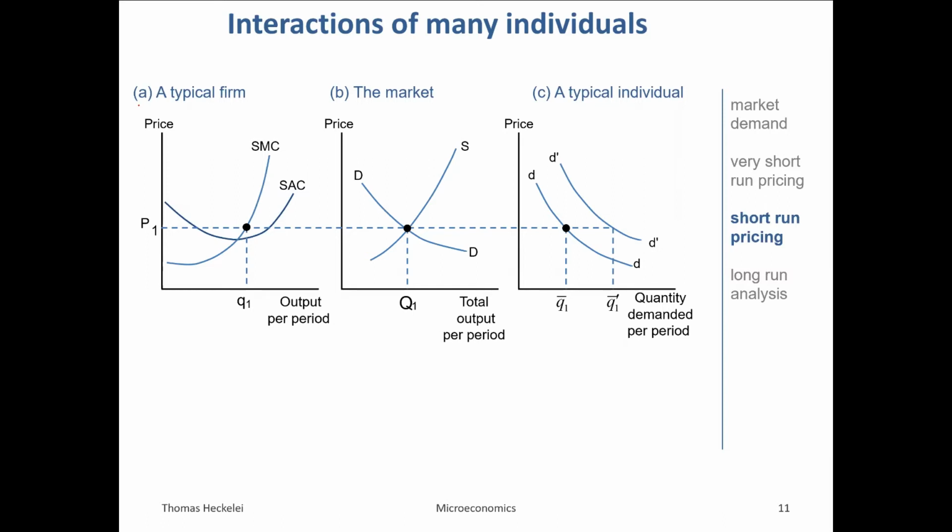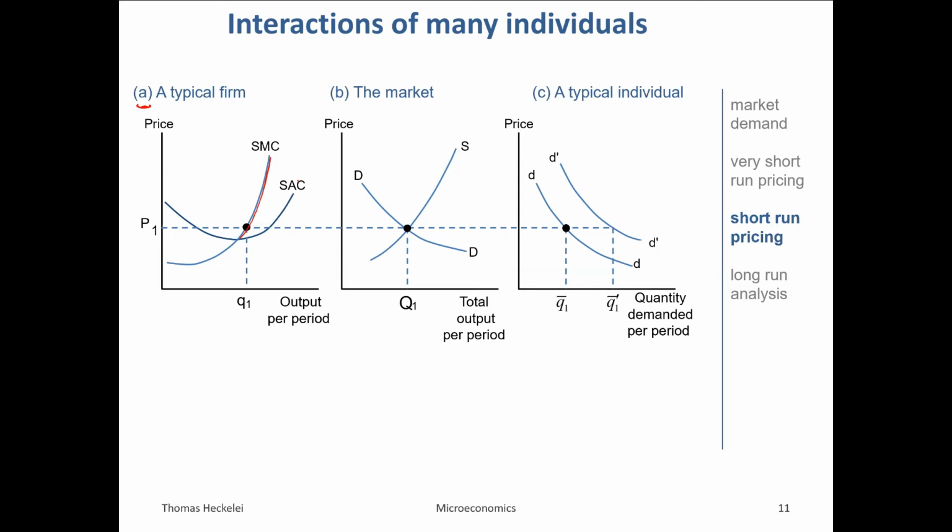So panel A on the left-hand side is for a typical farm with its short-run supply curve. Where's that? Have you asked yourself, where's the short-run supply curve? If you have, then you may want to go back to the production and supply part. Now, at some point, we talk about that. So actually, the part of the short-run marginal cost curve, which is above the short-run average cost curve, is the short-run supply curve of the firm.